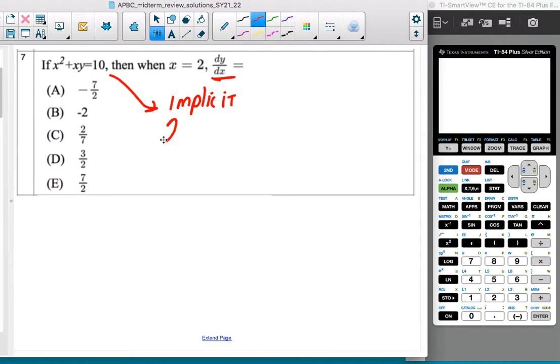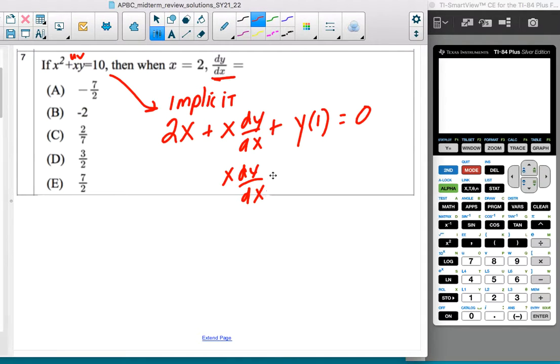If you go the implicit option, you're going to get 2x, and then this is going to be a product rule. So you're going to get u dv plus v du, which is a 1, and that's going to equal 0. Then I'll solve for dy/dx, and I'm going to get x dy/dx equals negative 2x minus y. Now, divide by x, so that's gone. Okay, so this is my dy/dx, fine.